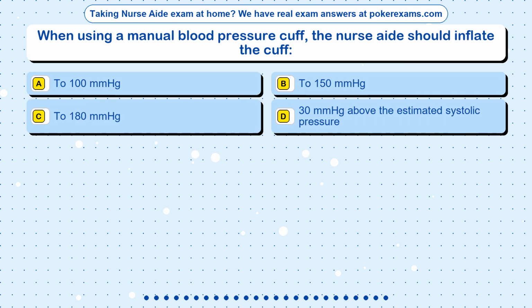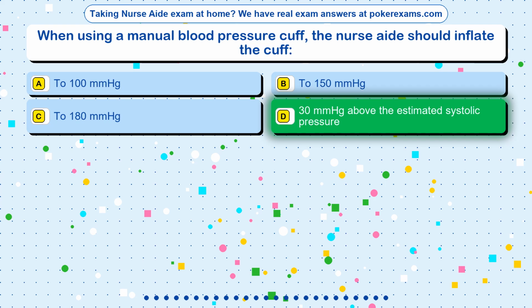Question 11. When using a manual blood pressure cuff, the nurse aide should inflate the cuff. Option A. To 100 mmHg. Option B. To 150 mmHg. Option C. To 180 mmHg. Option D. 30 mmHg above the estimated systolic pressure.